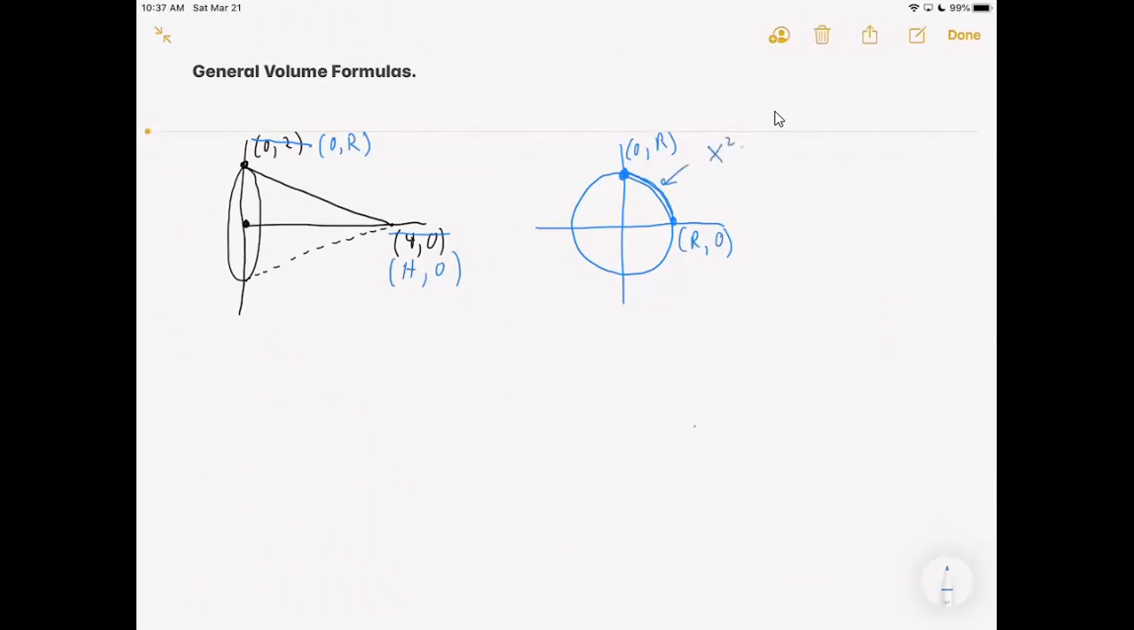And we could work with this equation. We know that x squared plus y squared is equal to r squared. And we could then solve and get that y is equal to the square root of r squared minus x squared. This would be true for the entire top half of the circle, since we would only need to rotate the first quarter of the circle around, and then we could double it to get the volume of the sphere. We could just go from 0 out to r when we integrate that.